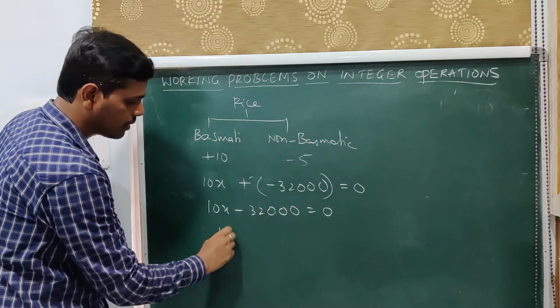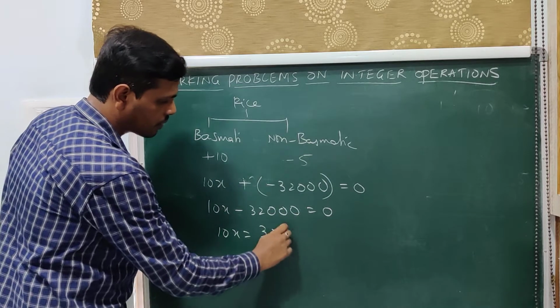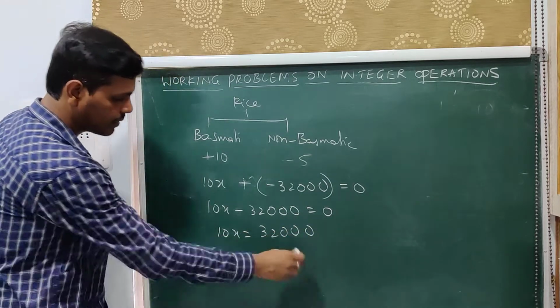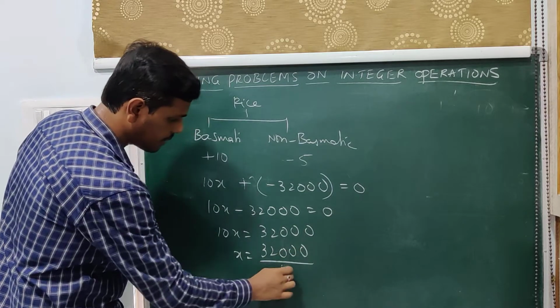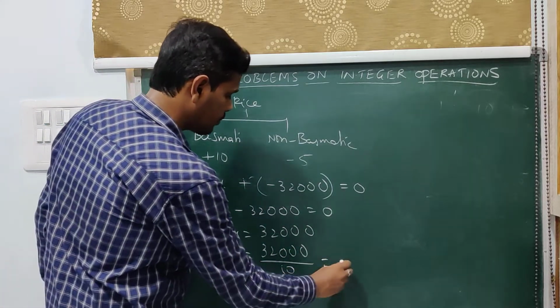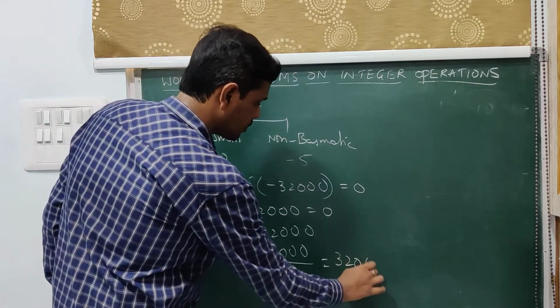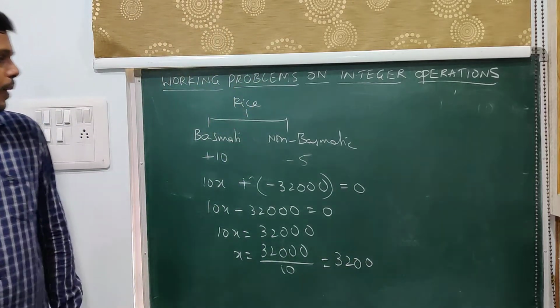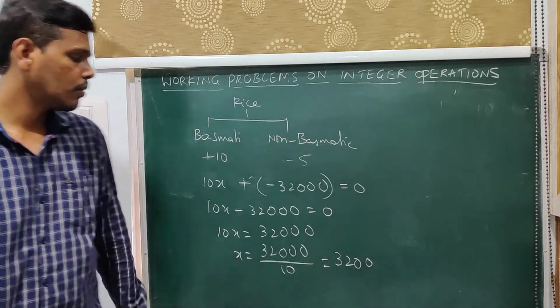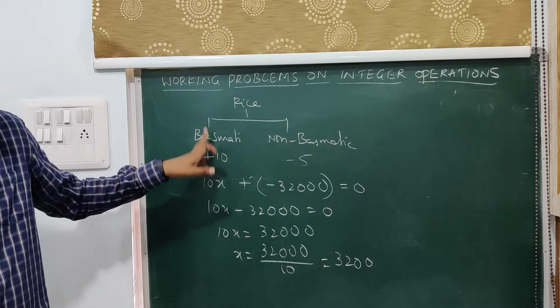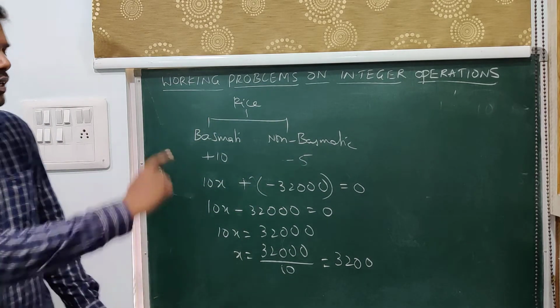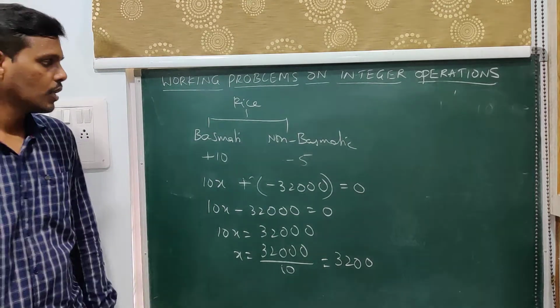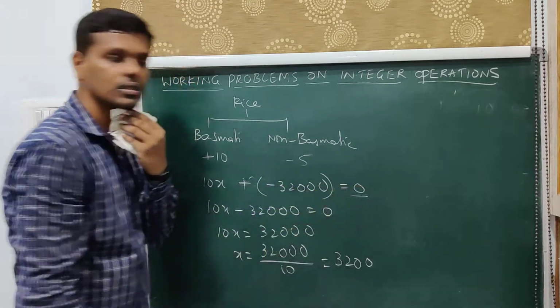So transpose it, 10X is equal to 32,000. Bring this 10 to the right hand side, 32,000 by 10. So that will give you 3,200. So when he sells 3,200 basmati rice bags along with 6,400 non-basmati rice bags, he will have neither profit nor loss.